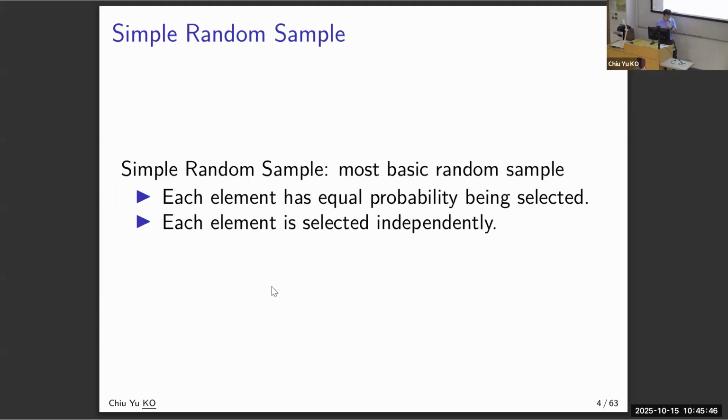So for our math derivation, we focus on what we call a simple random sample. Although the name is simple, actually it's very hard to achieve due to a lot of constraints in the world. But let me tell you what it is. The simple random sample is the most basic way, which means that every individual in the population has an equal likelihood of being selected, and each element is selected independently.